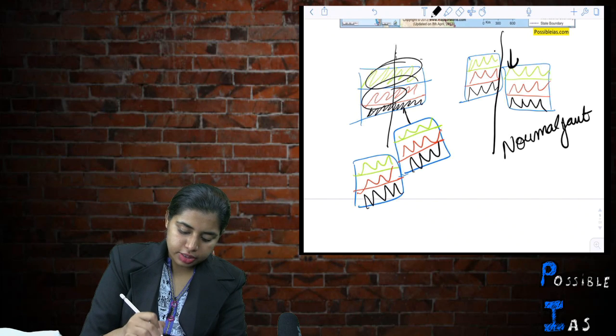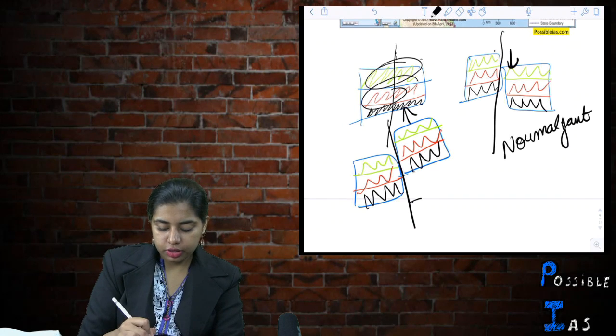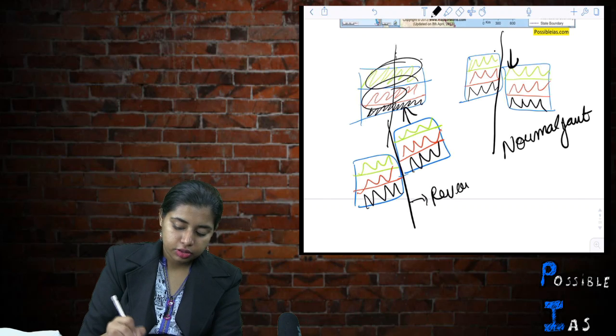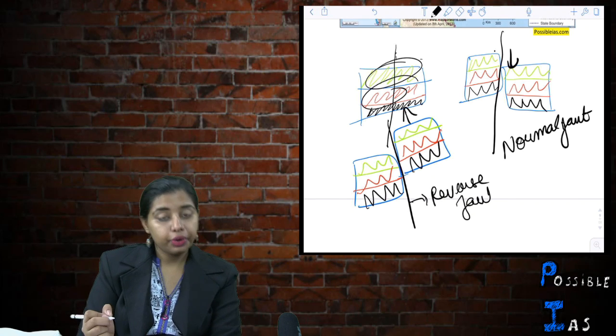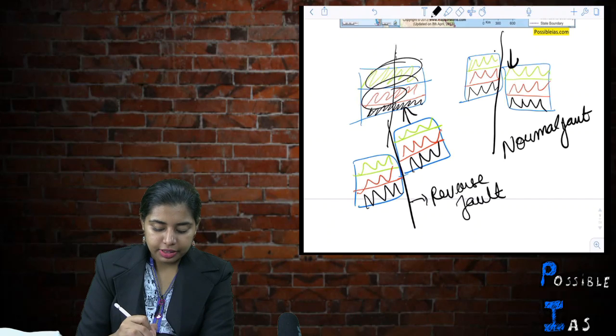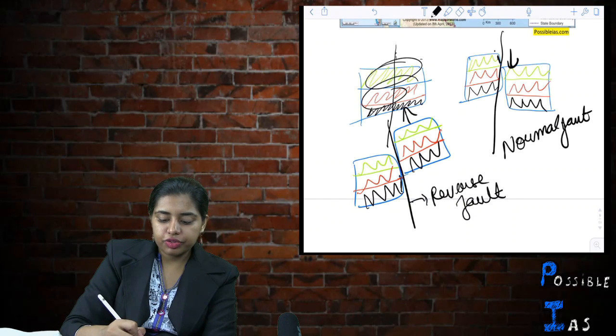So now this block has moved up with respect to this block. This is known as a reverse fault. When this movement happens, striations are made on the surface of the rock.